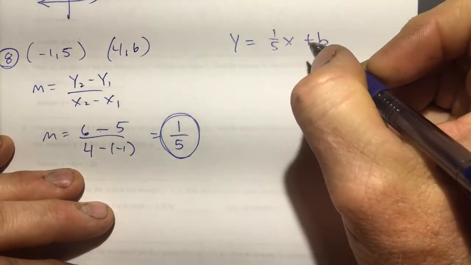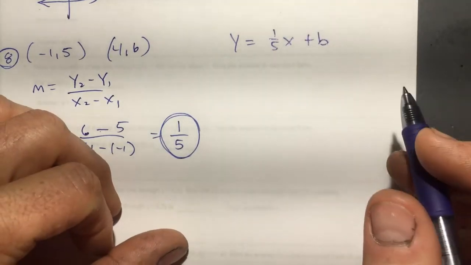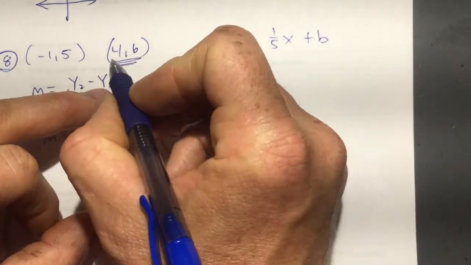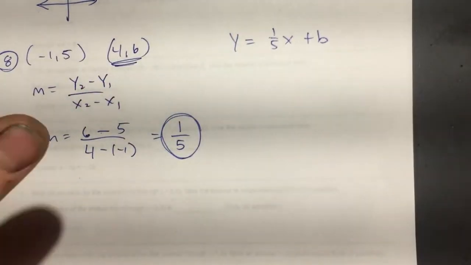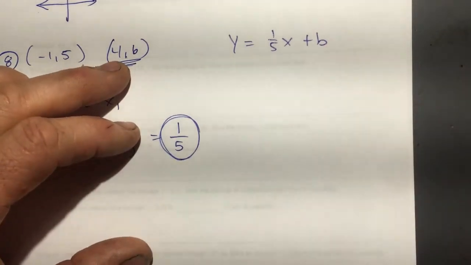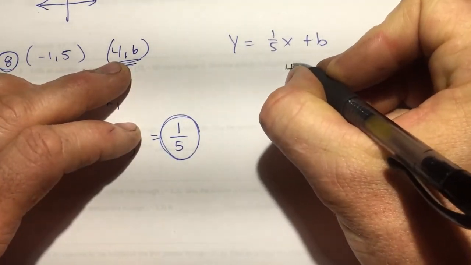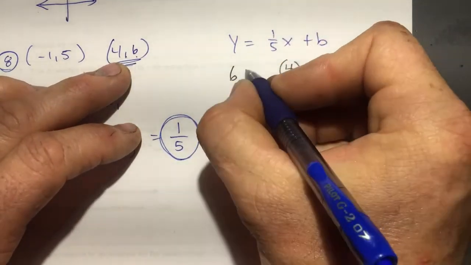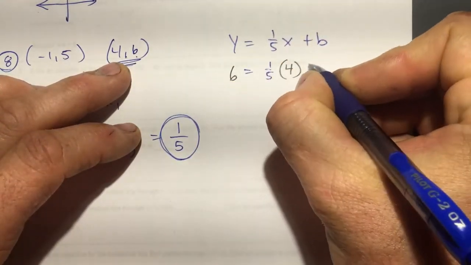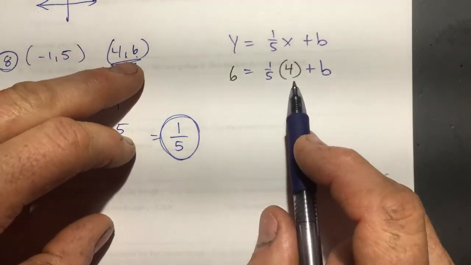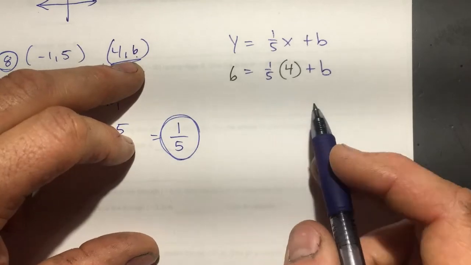I don't know the y-intercept. So I have to do the same thing I've been doing a few times. I take one of my points. Well, I'm just going to take this one. You could pick either one you want and get the same answer. But I'm going to take 4, and I'm going to put 4 in for x right here. I'm going to take 6, and we'll put it for y right there. So that gives me this. Okay, so I just take my 4 and my 6, and I put that in for x and y.